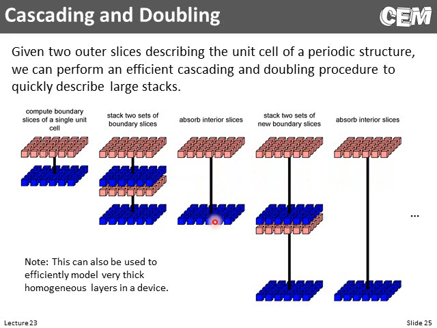Now we have 2 slice equations that really are describing 2 unit cells between them. We can take these slice equations, stack them onto themselves, absorb the 2 interior slices. Now we're describing 4 unit cells, and 4, 8, 16, 32, a similar type of thing. So we can very efficiently describe very large structures this way.